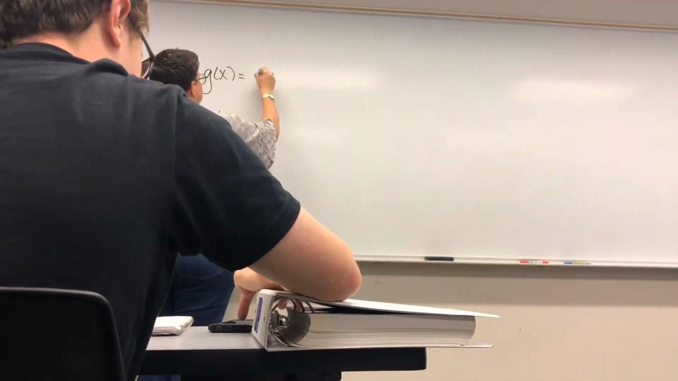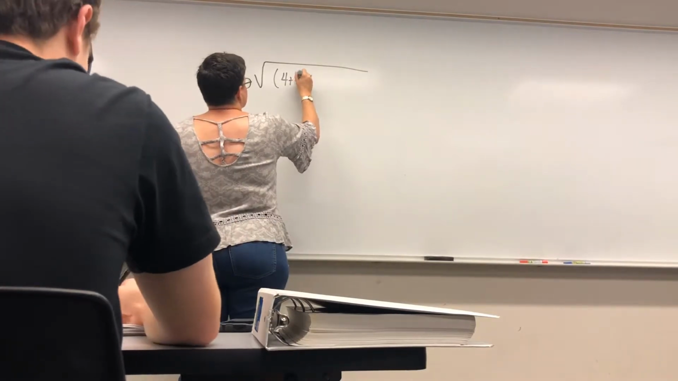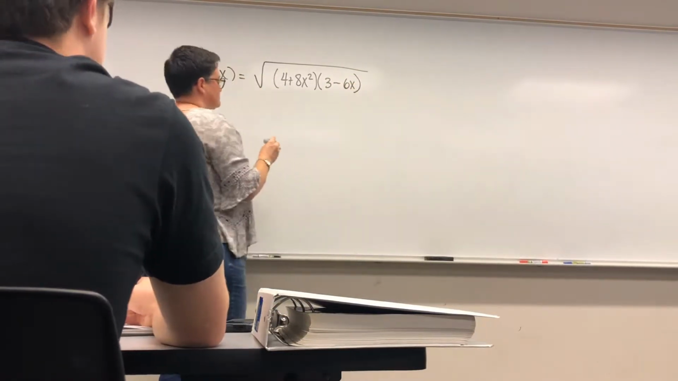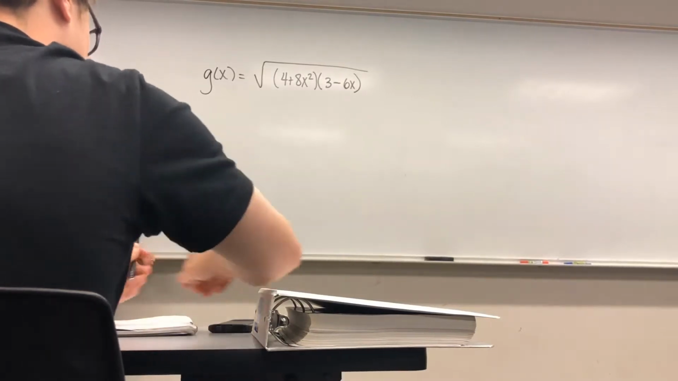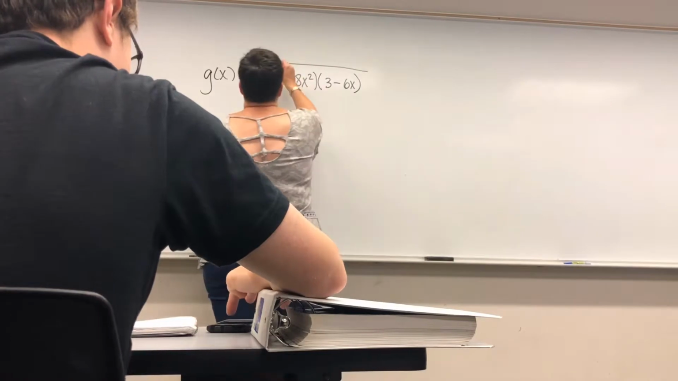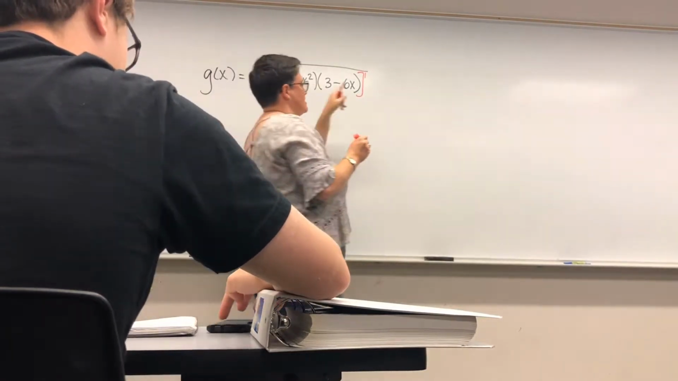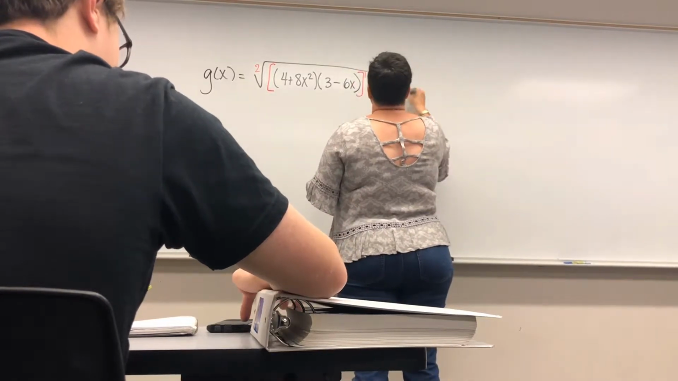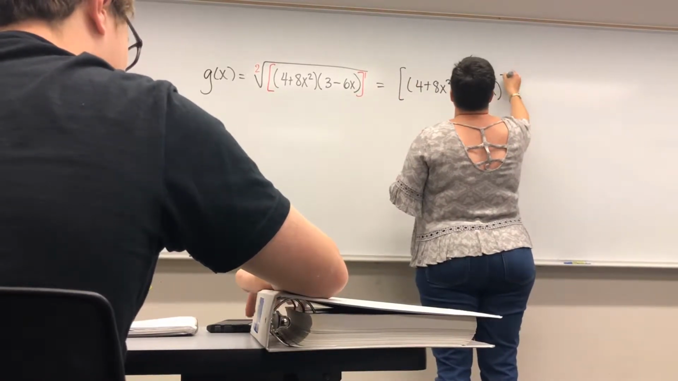g of x equals the square root of 4 plus 8x squared times 3 minus 6x. How do you make it pretty? Get rid of the radical. Everything under the radical has a power, doesn't it? So we can wrap that entire thing, whatever it is, and give it a power. And this is a square root, so what's the power going to be when I make it pretty? Yeah, 1/2. Here we go: 4 plus 8x squared times 3 minus 6x, to the 1/2.